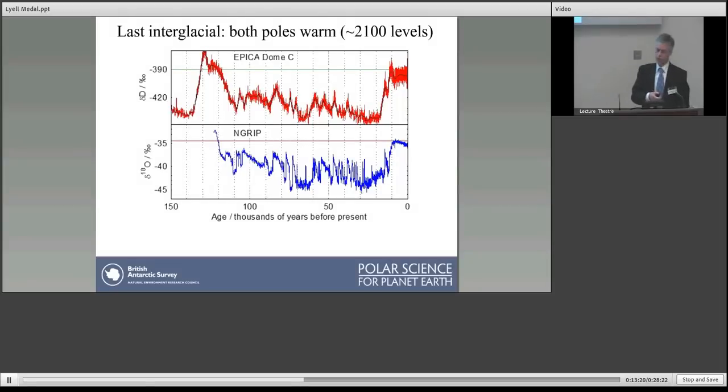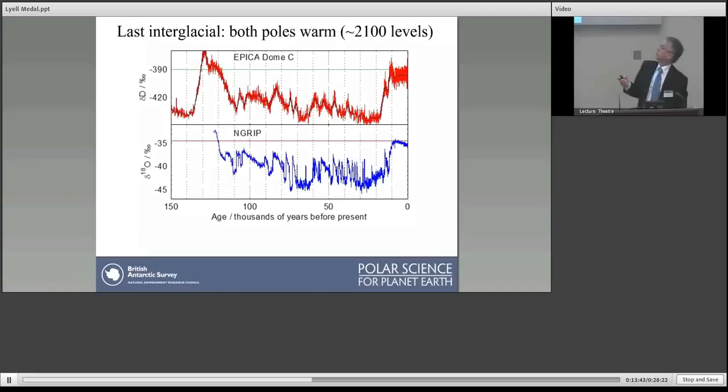So it's actually worth looking at the last interglacial as an example of the last thing that I said about warmth. This is the deuterium record in Antarctica, so that's the temperature signal. This is the oxygen ice in Greenland going from 150,000 years to the present. Greenland only goes back 123,000, unfortunately. We're desperate to get it from Greenland, but haven't succeeded yet.